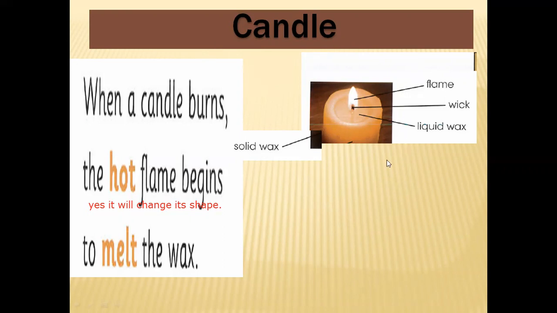You can see the example of the candle where there is flame. Because of the flame, heat is produced and the wax is turning into liquid. But the other part where there is no flame or no heat, it will remain solid wax.